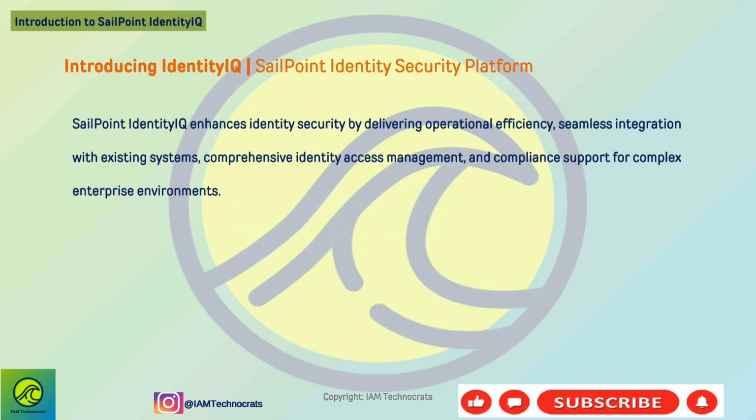Let's start with the first section, Introducing IdentityIQ. The first topic in it is the SailPoint Identity Security Platform. SailPoint IdentityIQ enhances identity security by delivering operational efficiency, seamless integration with existing systems, comprehensive identity access management, and compliance support for complex enterprise environments.